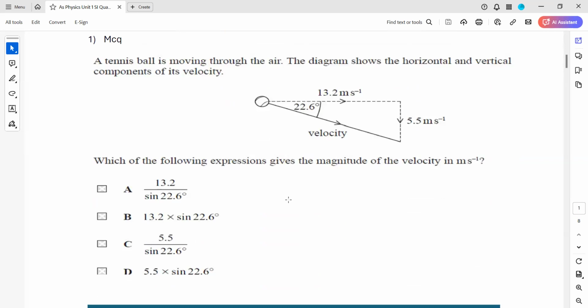A tennis ball is moving through the air. The diagram shows the horizontal and the vertical components. Which of the following expressions gives the magnitude of the velocity? So the horizontal and the vertical components are there, and what we need is the magnitude of the velocity for this.